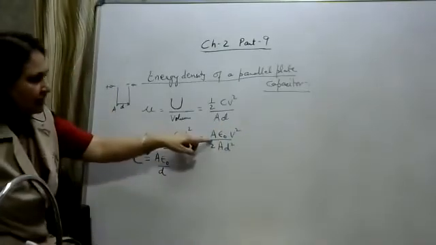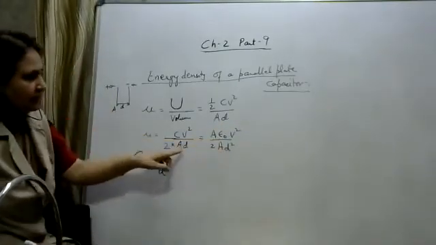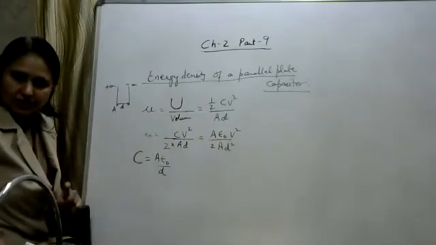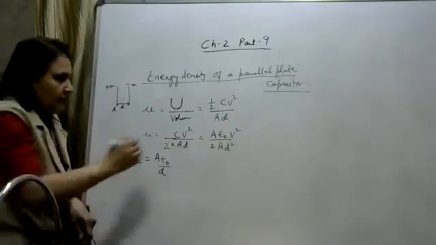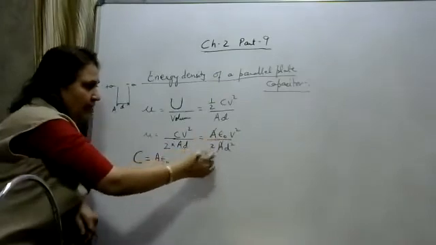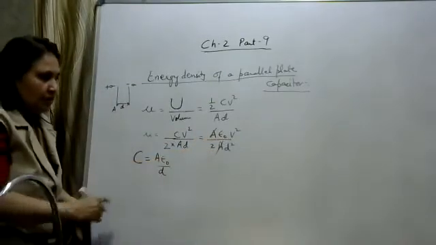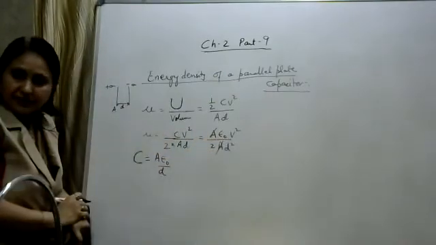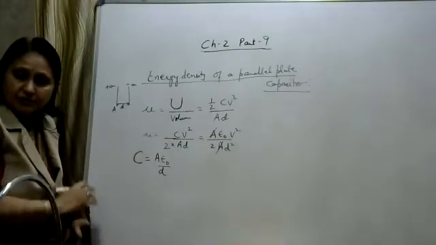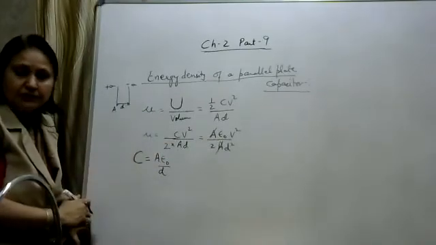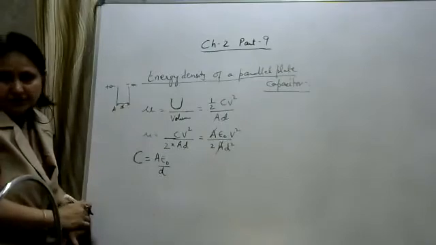Okay, so C here we have substituted as A epsilon naught upon D. So D into D becomes D square. A you can cancel out. Okay, this expression is perfectly fine, but we'll write it in a standard form, which should be in terms of electric field.